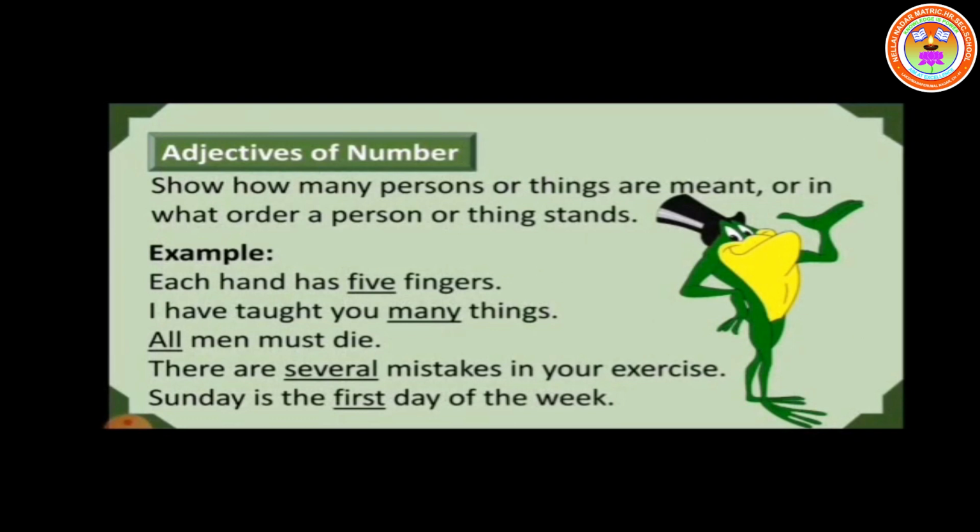Adjectives of number show how many persons or things are meant, or in what order a person or thing stands. See, by the example you can understand better. Each hand has 5 fingers. How many fingers? Each hand has 5. So it is the adjective of number.